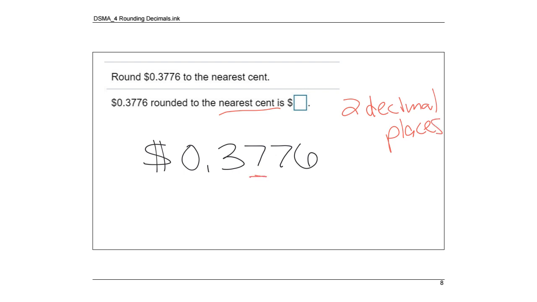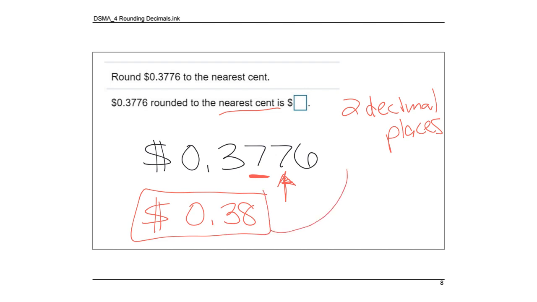That means we're going to stop after 2 decimal places. So we're going to change this 7 maybe, or maybe not. We're going to look at the very next number to see. Well, the next number is 7. Since that's 5 or greater, we're going to go ahead and round up. And so this would round up to 38 cents. And that's what's going to go here in the box. Well, not the dollar sign, just the 0.38.